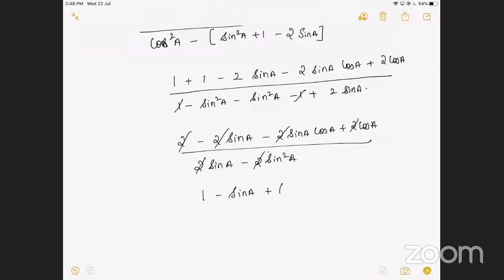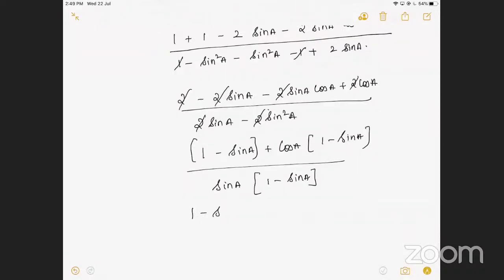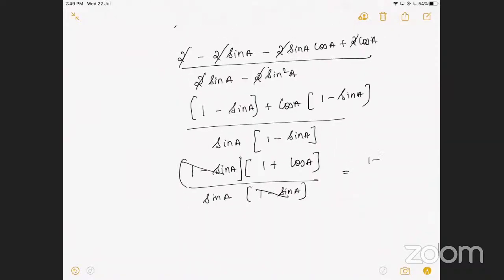If I take cos A common, it will be 1 minus sine A. If I take sine A common, it will be 1 minus sine A. So now overall, if I take 1 minus sine A common, I am left with 1 plus cos A divided by sine A into 1 minus sine A. So 1 minus sine A, 1 minus sine A cancel. We are left with 1 plus cos A divided by sine A.